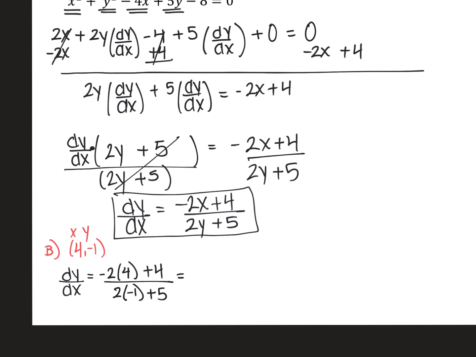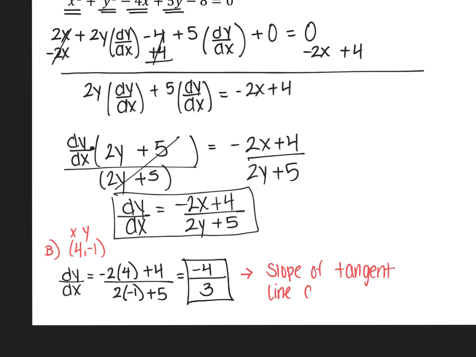So this is negative 8 plus 4, which is negative 4. And this is negative 2 plus 5, which is 3. So my dy over dx at the point 4, negative 1 is negative 4/3. And this is your slope of the tangent line at x equals 4, right?